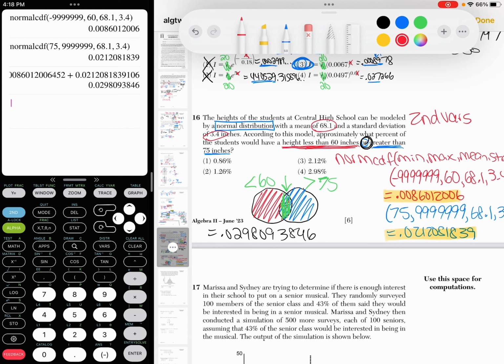To get a percent, you have to scoot that decimal to the right. So I'm going to scoot it 1, 2, and my decimal is going to be here. So it's 2.98, blah, blah, blah. And that percentage is going to be choice 4.